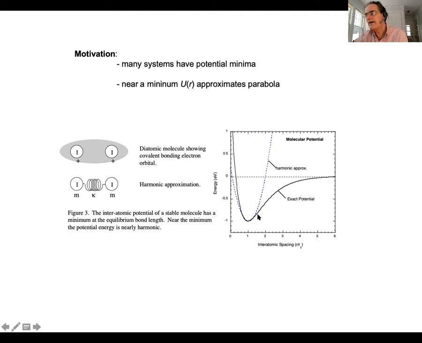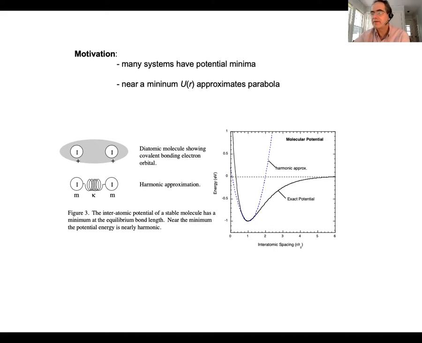The blue dashed line is a harmonic approximation. And you notice that in the vicinity of the potential minimum, the harmonic approximation is very good. So we might assume that, at least for relatively low vibrational energies, the predictions of a harmonic model will be pretty accurate. And what are those predictions? Well, the main one is that we should get equally spaced energy levels.